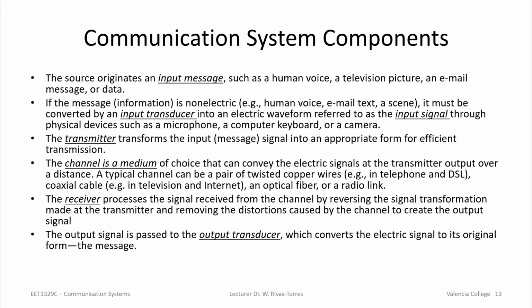Now the receiver, its function is to actually reverse everything that the transmitter did. So it's going to extract out of whatever it gets from the channel, right? And remember the signal left the transmitter, went through the channel, got to the receiver, had to convert it back to the information signal. Then it's the function of the output transducer to convert that back to the original message, right? And again, the purpose of this whole thing is so that the input message equals the output message. And remember that the reason we do this is because we want to go a certain distance with this information.